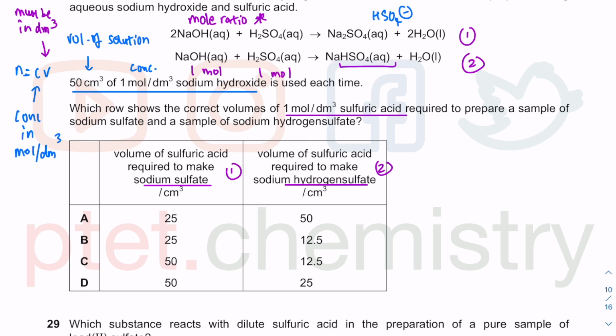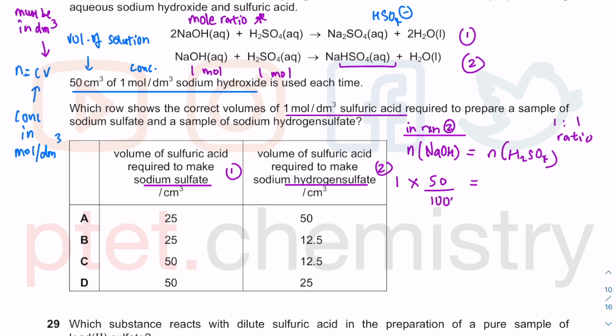If we have the same concentration, we can see that in reaction 2, the moles of NaOH is equal to the moles of H2SO4 because of the 1:1 ratio from the balanced equation. Now what do we have? We have the NaOH information, 1 mole per dm³, 50 over 1000 cm³ changed to dm³. I have the concentration of the sulfuric acid, which is 1 mole per dm³.